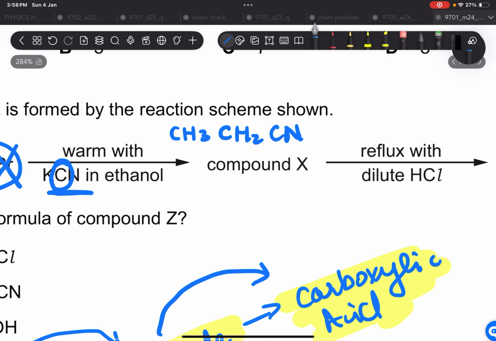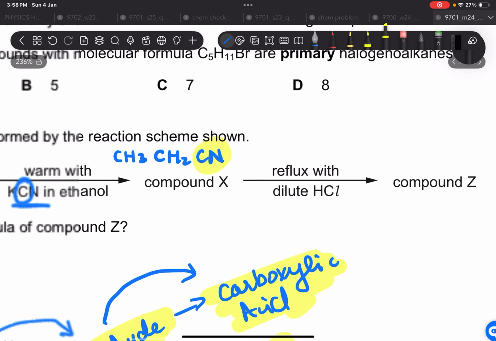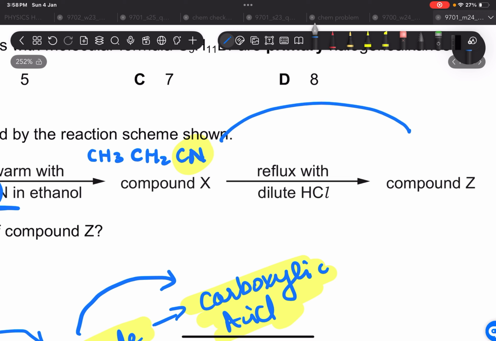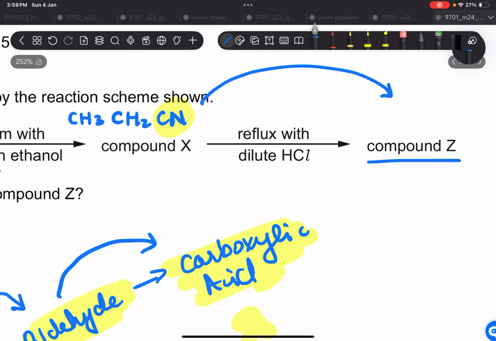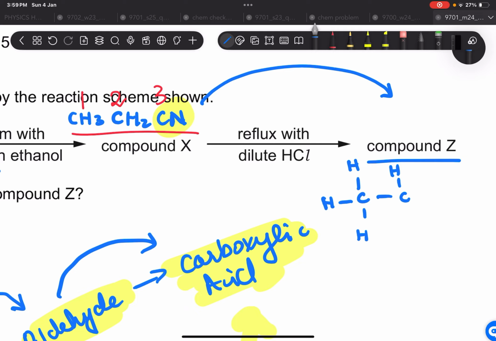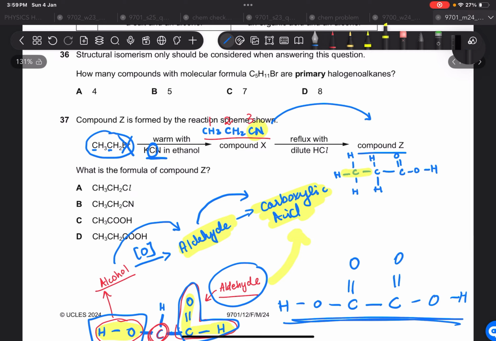Done? Now, whenever you do acidic hydrolysis of a nitrile, what happens is it converts into a carboxylic acid. So compound Z is going to be a carboxylic acid with 3 carbons. So let's draw carboxylic acid with 3 carbons. So because we have 1, 2 and 3 carbons in this chain. So a carboxylic acid with 3 carbons. Here you go. So that's propanoic acid. This thing is propanoic acid, okay?